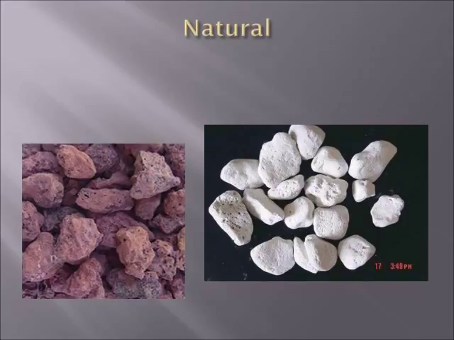Natural lightweight aggregates are all volcanic in origin. The two most common are scoria or cinders, shown here on your left, or pumice, shown here on your right. These materials, being naturally occurring, can show fluctuations in density and also alkali silica reactivity as you move through a deposit.